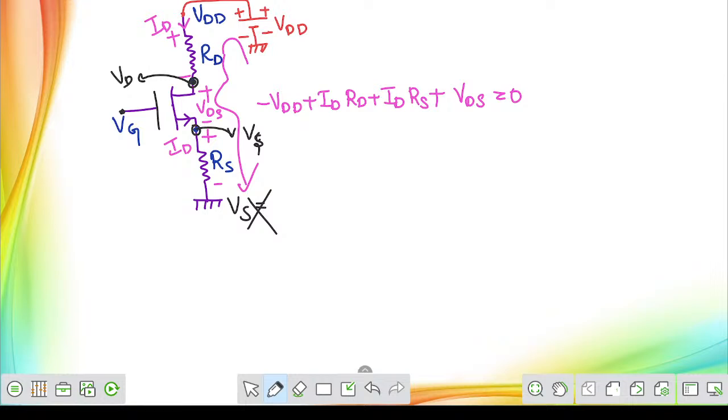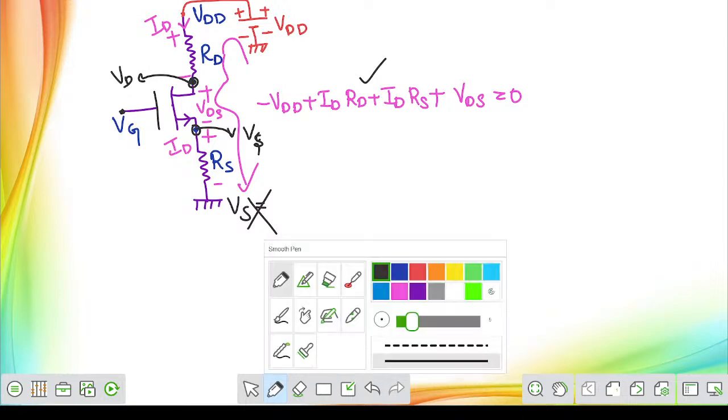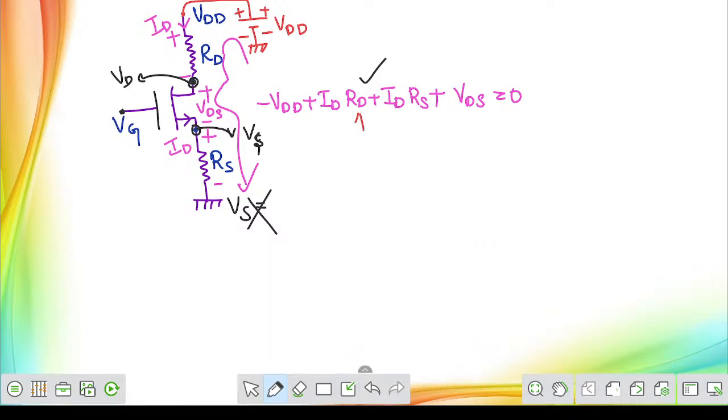Understood? Now, after writing the KVL expression, focus on the data that were given in the question and substitute. Definitely RD will be given, RS will be given. VDS they may not give, but VDD will be given. So by solving this expression, you can bring one relation between VD and VDS.